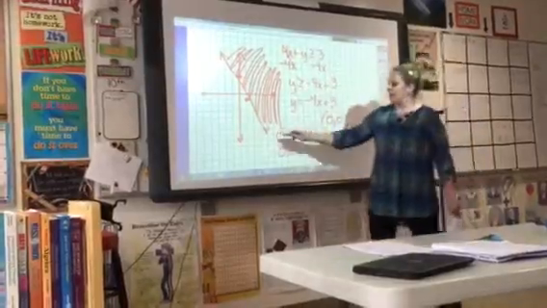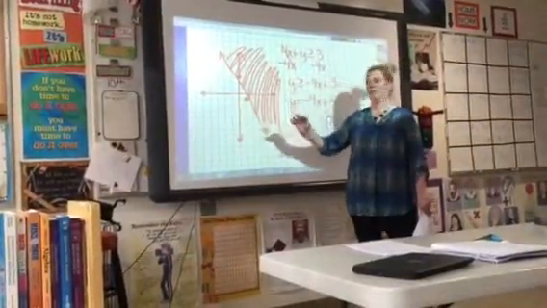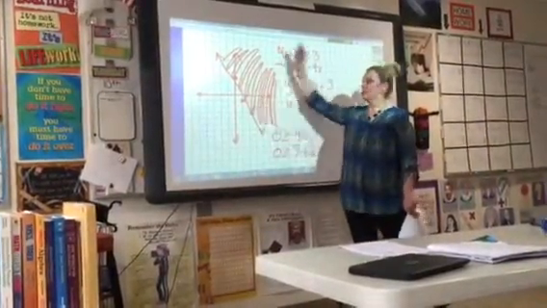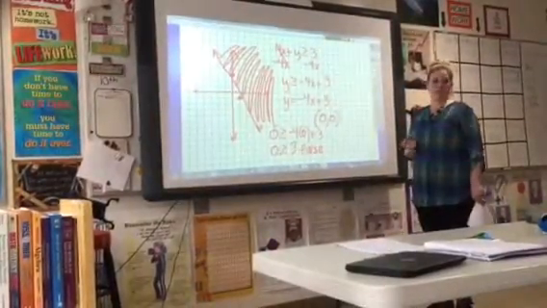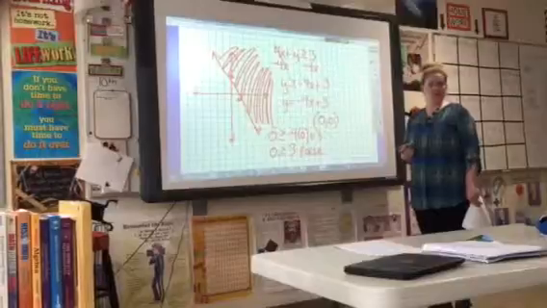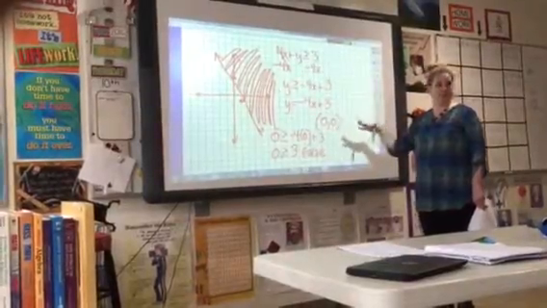Notice that I don't pass over my line. I'm either going to go this way or this way, depending on whether the test point is true or false. Does that make sense? Okay, now that's just the basic graphing part of it.